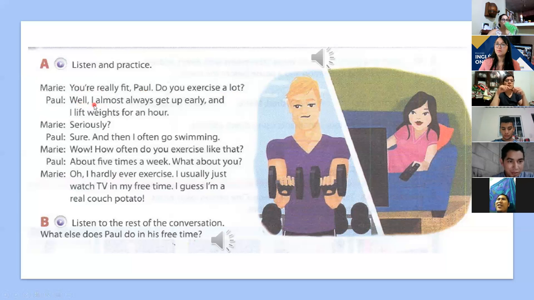Well, I almost always get up early and I lift weights for an hour. Seriously? Perfect. Sure. Then I often go swimming. Wow. Continue.